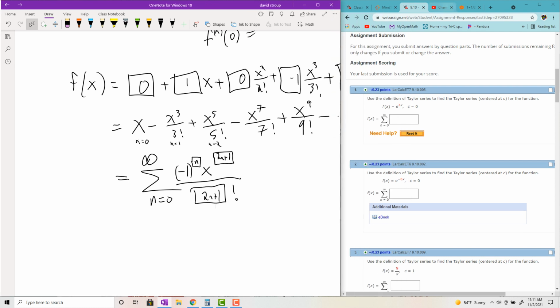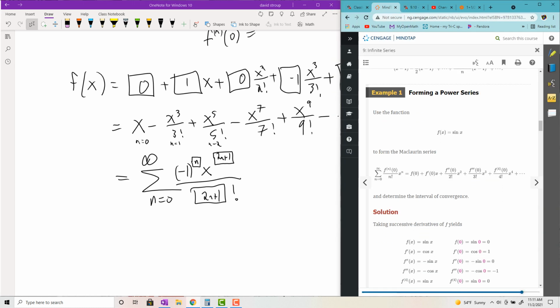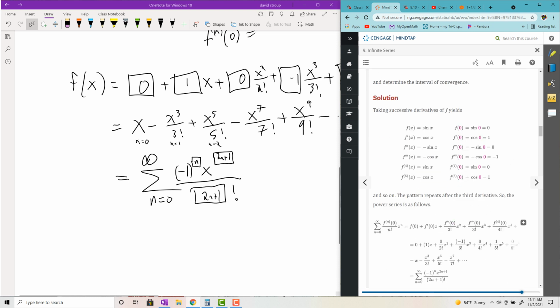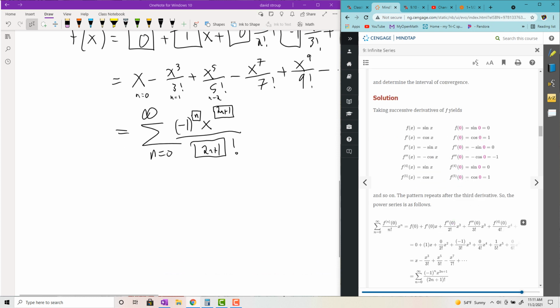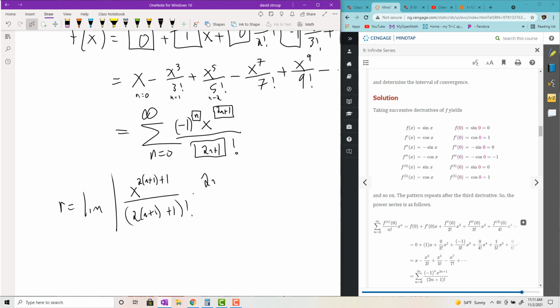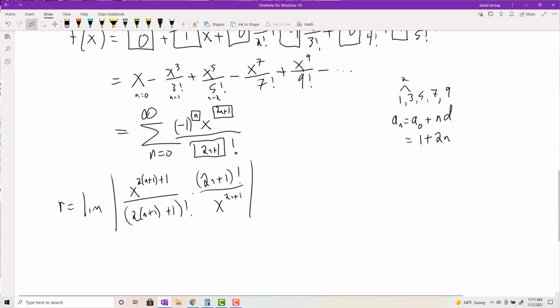I don't know if they want the interval of convergence. No. And determine the interval of convergence. So I guess you would have to do the ratio test. R is the limit of the absolute value. You can disregard the negative 1, so you've got x to the 2n plus 3 over 2n plus 3 factorial, times 2n plus 1 factorial all over x to the 2n plus 1. Gonna need a little room there.